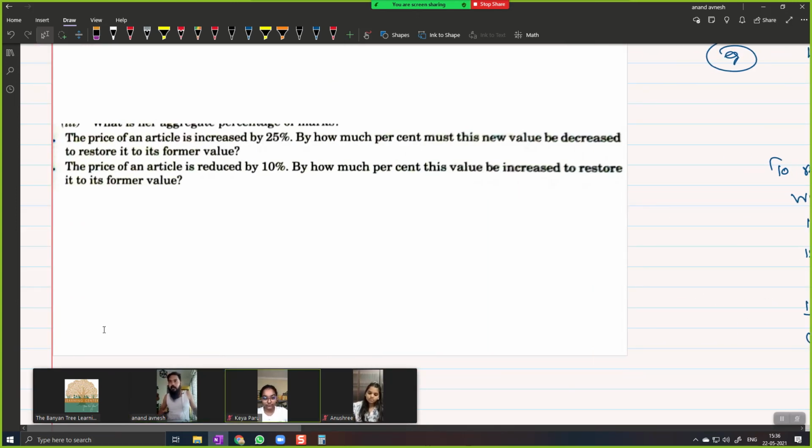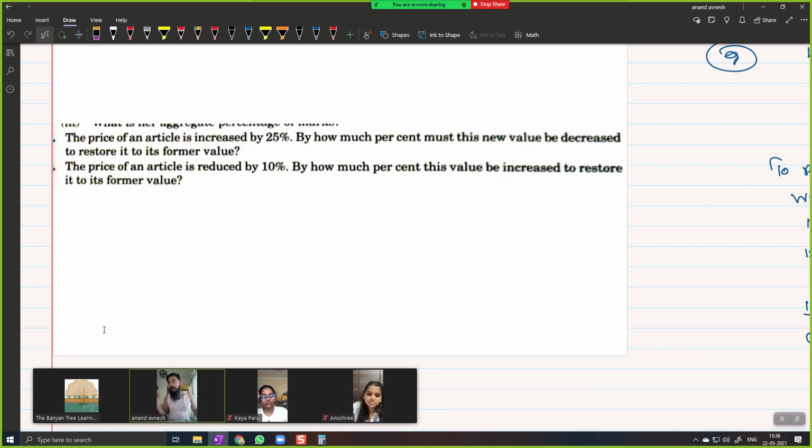The price of an article is reduced by 10%. By how much percent can this value be increased to restore it to its former value? Earlier we increased it by 25% and then had to restore it. Now here it is first reduced and then has to be restored, so by what percent will it have to be increased? It is a similar question, just slightly reversed. Very similar question. Okay, so you have got 10 minutes of your time. I'm pausing the recording. Do it, send me your solution and let's check whether you've done it right or wrong. Try.